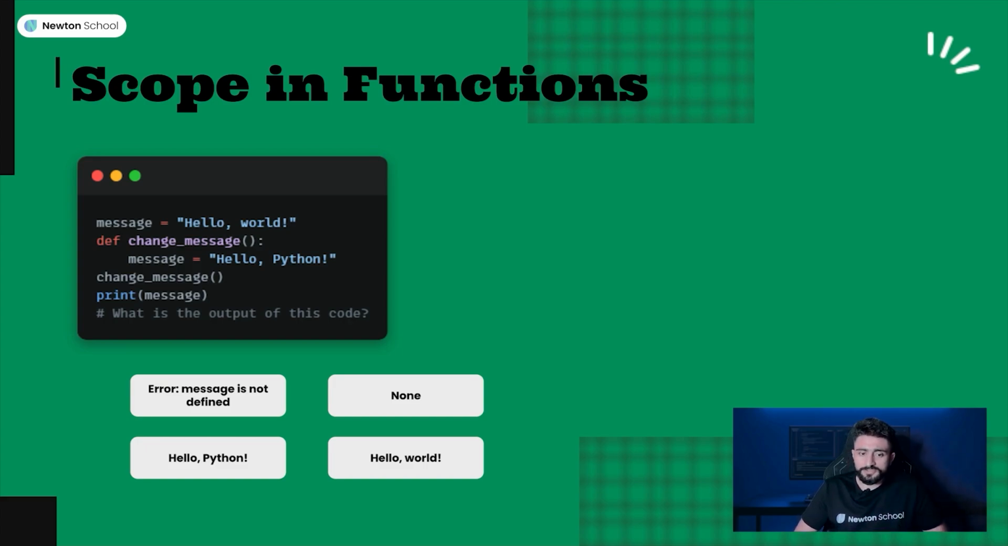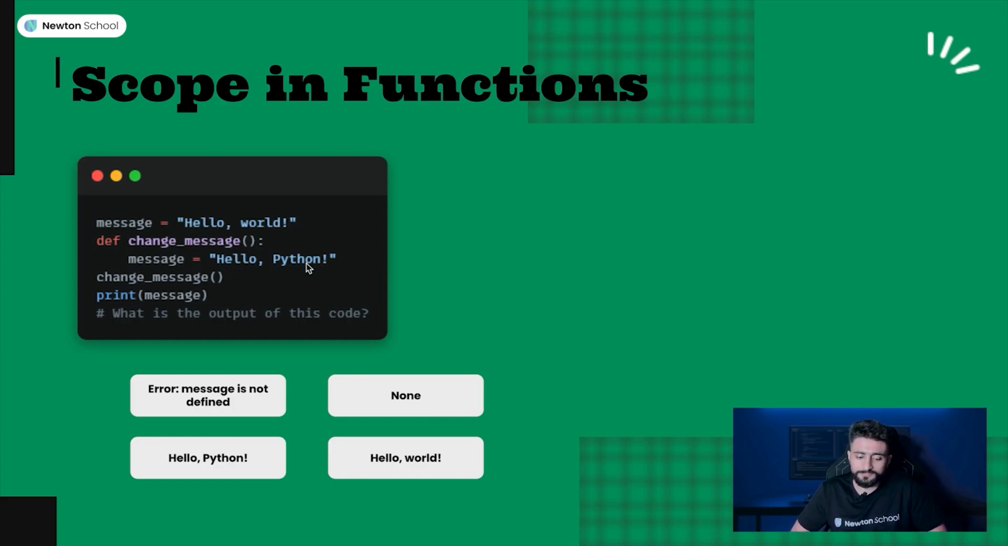Now the scope in functions. This problem is related to scope. So we have a message, hello world. This is a variable outside. Then we have a function, change message, and inside it we are reinitializing message to hello Python, right? We are changing the value of message. Now we are calling change message first. What will happen? Message will become hello Python. If we print message, what will be the output? Hello world or hello Python?